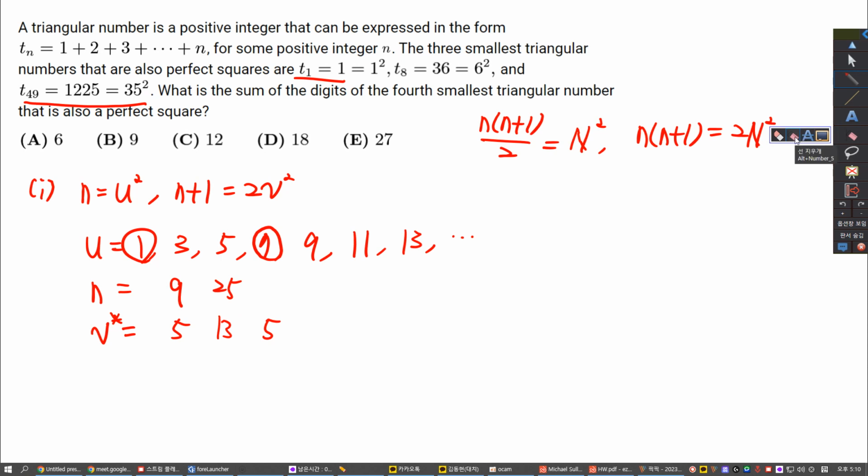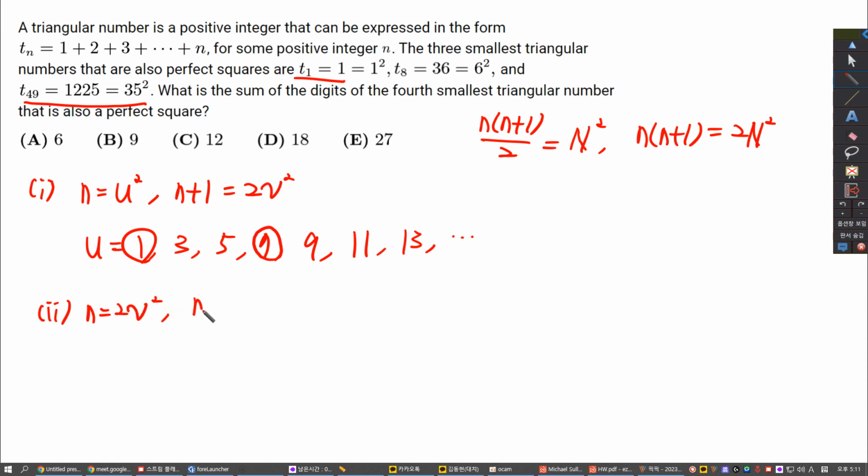A second case is now n is 2 times v squared, and n plus 1 is u squared. Once again, because n is an even number, because 2 is multiplied to v squared. If n is an even number, n plus 1 is an odd number, so u should be an odd number. So we can think of this list of odd numbers.